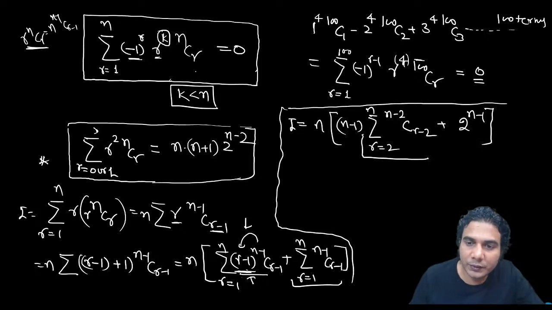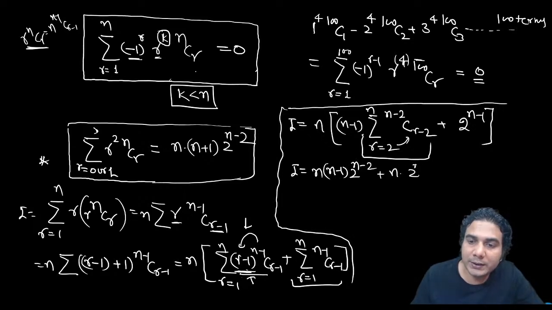Now here also you can use this sum. This is also the sum of all binomial coefficients: n minus 2 C0 plus n minus 2 C1 plus n minus 2 C2 up to n minus 2 C n minus 2. So what is this? This is nothing but n into, distribute this, n minus 1 into 2 raised to n minus 2 plus n into 2 raised to n minus 1.